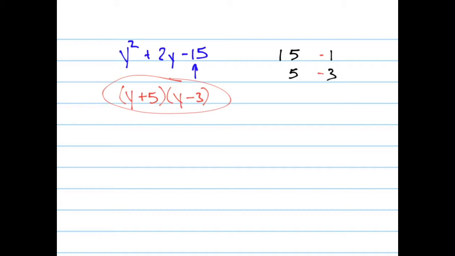All right, let's take a second. Let's do one on our own. Let's try m squared plus m minus 20. See if you can come up with a factorization for that.